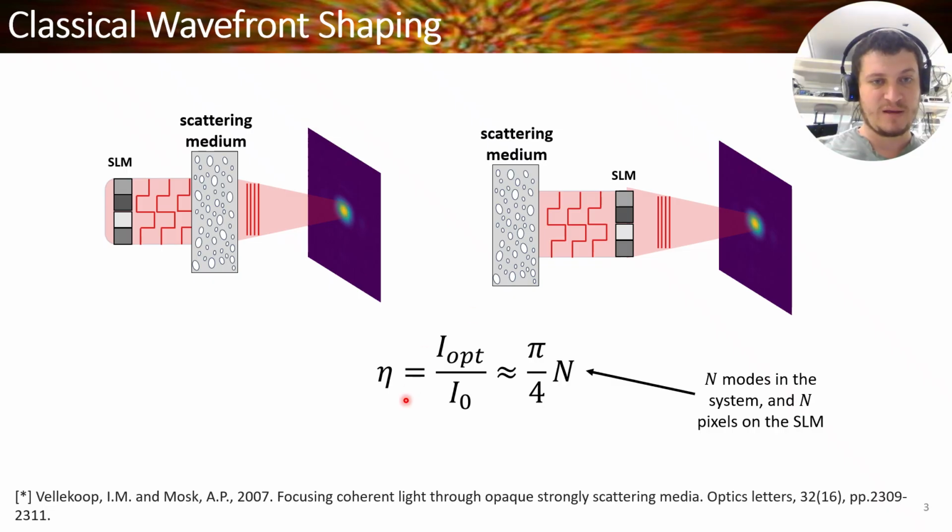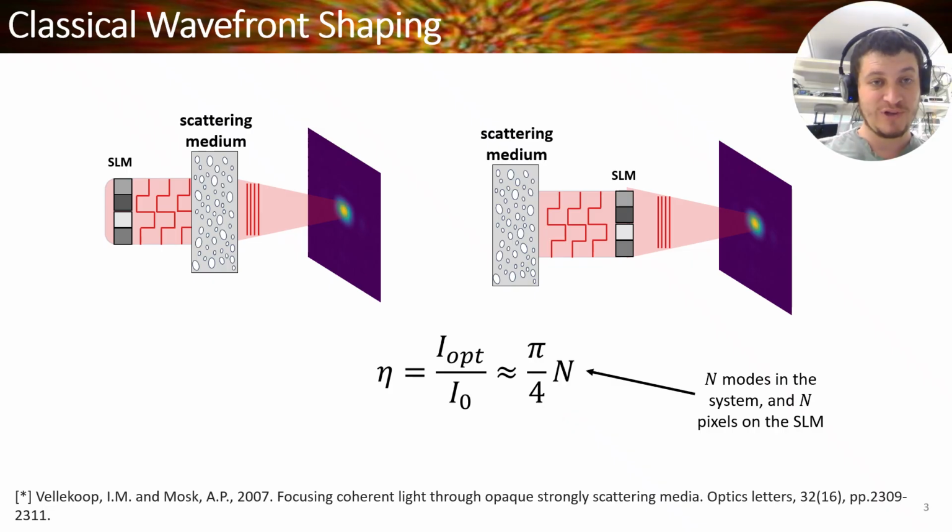The enhancement eta, which we define as the ratio between the intensity in the desired spot after the optimization divided by that intensity before the optimization, scales linearly with N, the size of the system, and we assume we have N pixels in the SLM to shape these N modes, and has a linear prefactor of pi over 4, which we will get back to later.